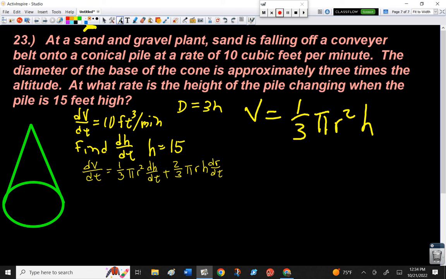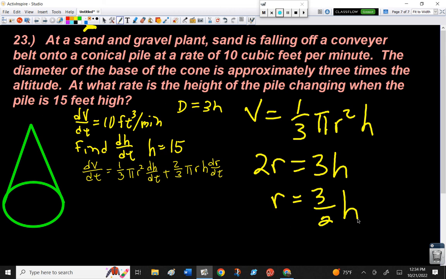That means that 2 times r is 3 times the height. You're saying, wait a minute, where did you get 2 times r? Because 2 times r is the same thing as the diameter, because the diameter is 2 times the radius. Now I'm going to divide both sides by 2 so that r is 3/2 h.